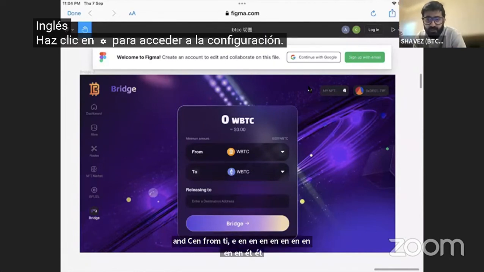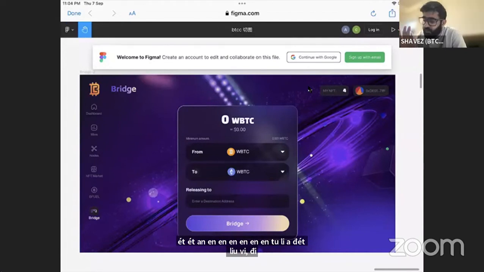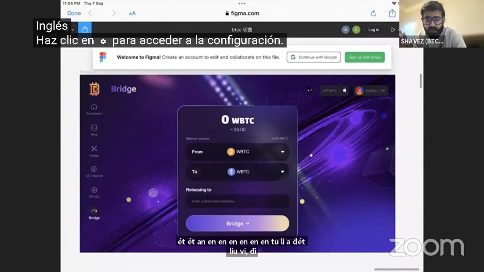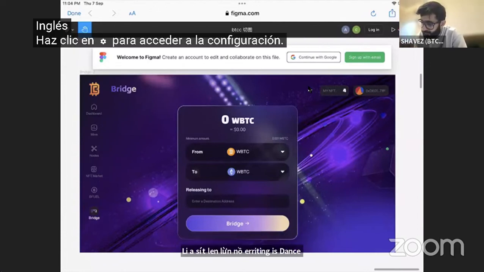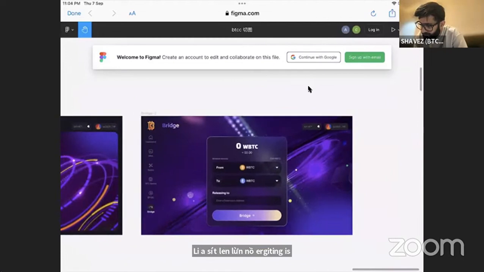It's 1:1. So this is all created. This is all done. There will be nothing like, oh no, you can't cash out on day one because we are still working on that. No, everything is already done perfectly. Okay.